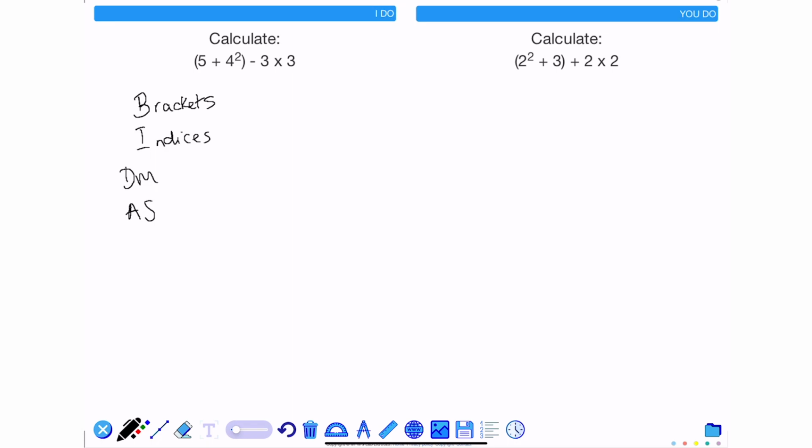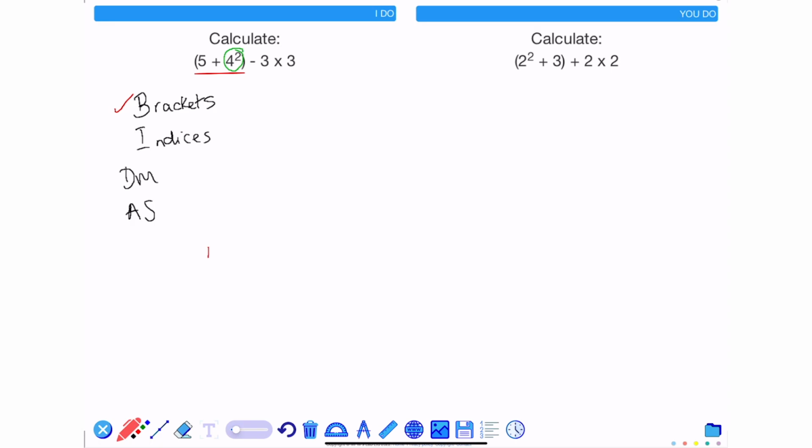So looking at my problem, I can see that there is some brackets, and within the brackets, I need to answer the question of 5 plus 4 squared. Now, according to BIDMAS, I've got the brackets, but I still need to follow the whole sequence of operations even inside that brackets. So first of all, what I need to do is work out what 4 squared is before I do 5 add the answer.